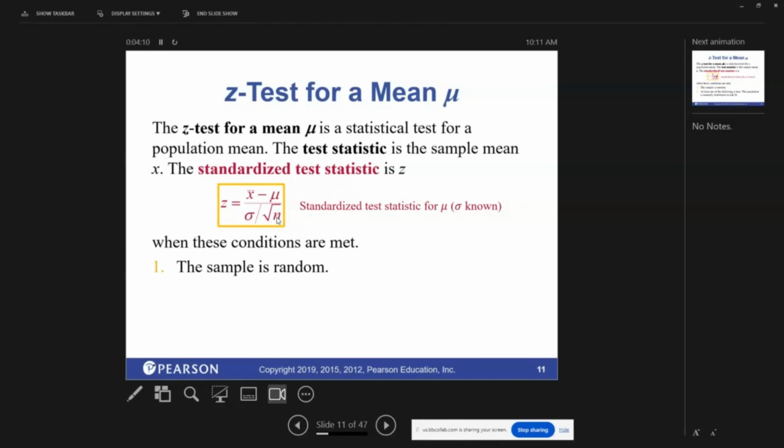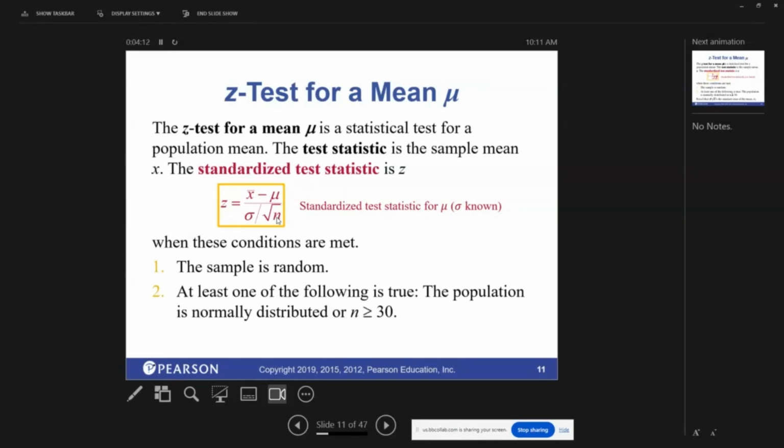So that is your z-test when the sample is random, and at least one of the following is true. Either the population is normally distributed or n is greater than or equal to 30.